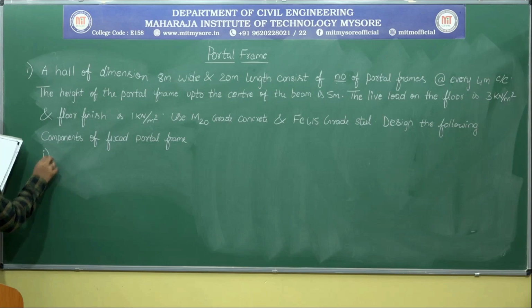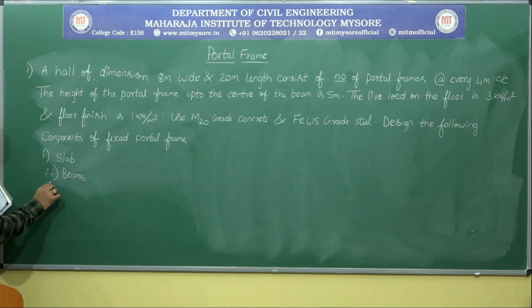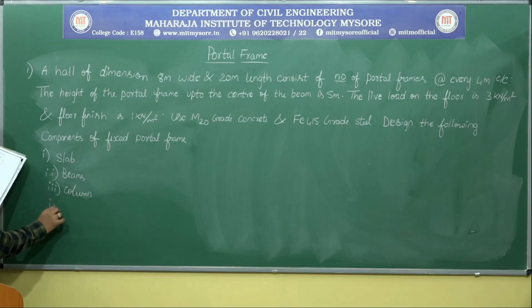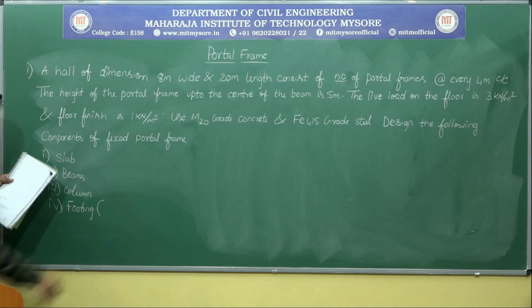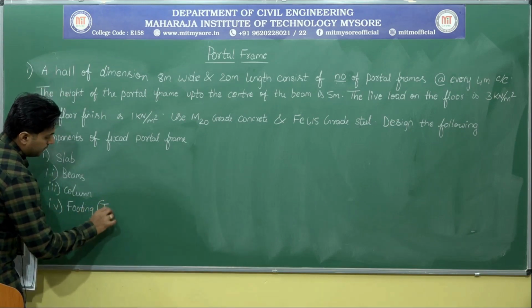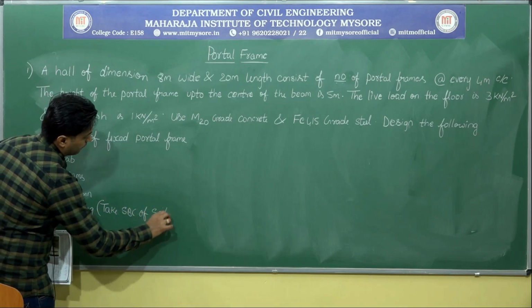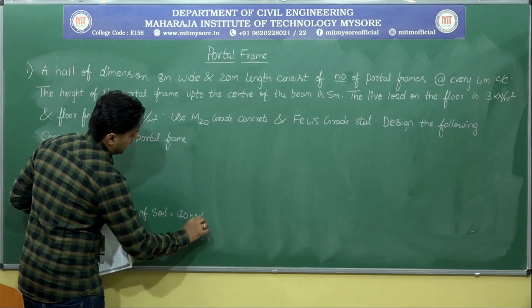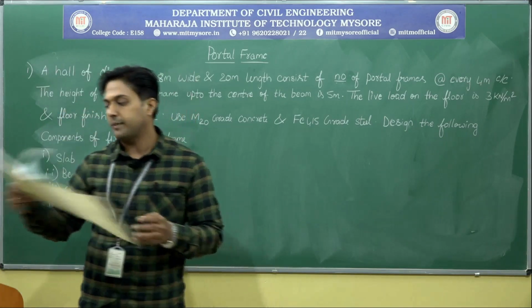First one, slab. Second one, beams. Third one, column. Fourth one, it's the footing. They have given one more information, that is, take SBC of soil equal to 120 kilonewton per meter square.